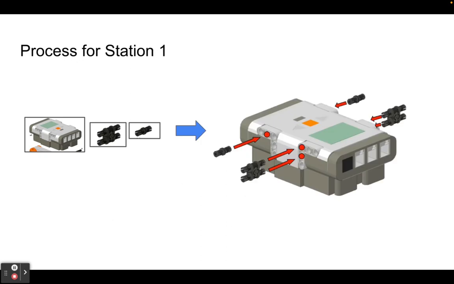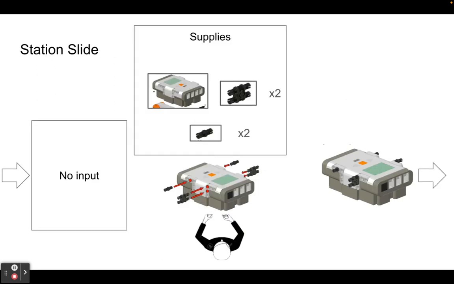When you create a station, you're going to have a slide that has the parts going in and the instruction, and then what comes out. So for example, it looks like this. There's no input because this is the first station. Here are the supplies that the station needs. Here's what the person does with the supplies, and here's what the person produces, and then that goes out to the next slide.